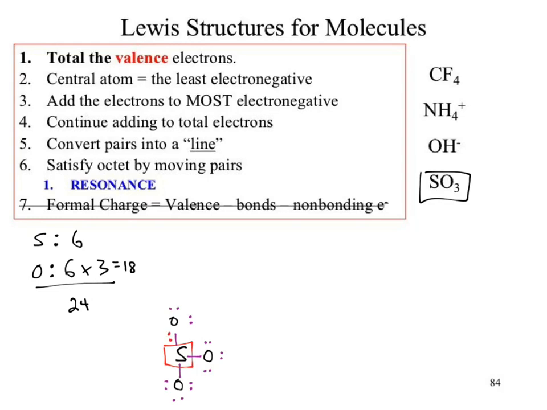I now have a pair of electrons between the atoms. What does that mean? Don't go to double yet. What does that mean? I have a bond. I have an extra line. How many lines do I have there? 2. So now it is a double bond.